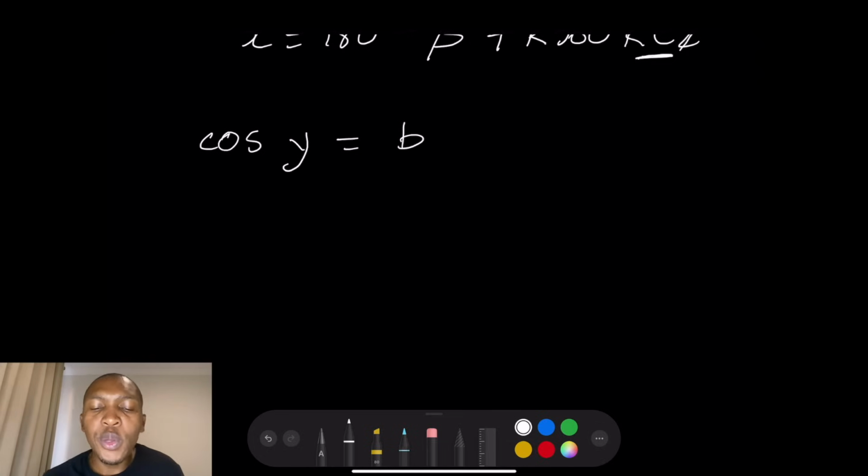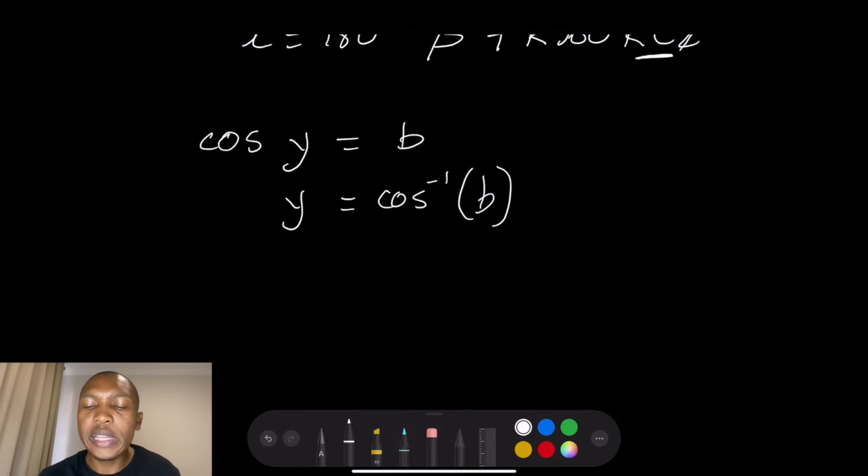So again, what are we going to do? We always try to isolate until we get to the point where we've got one trig ratio. So our y, in this case, we're looking for the angle, is going to be the arc cos of b. Remember, that's not the inverse. So that's the arc cos, and you're looking for the angle.